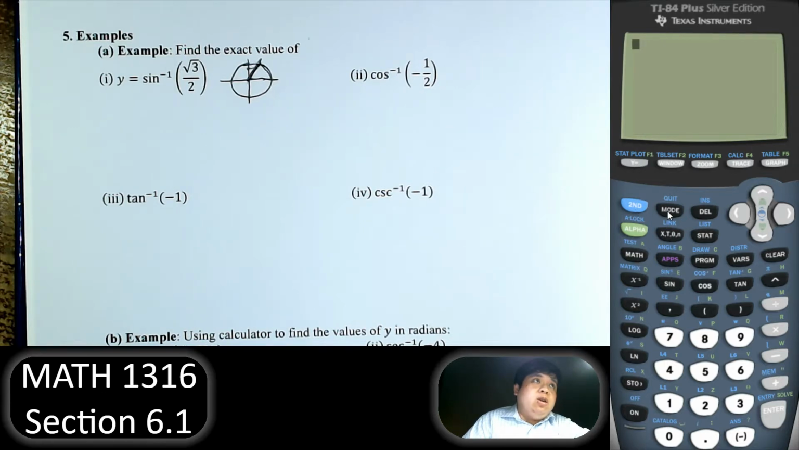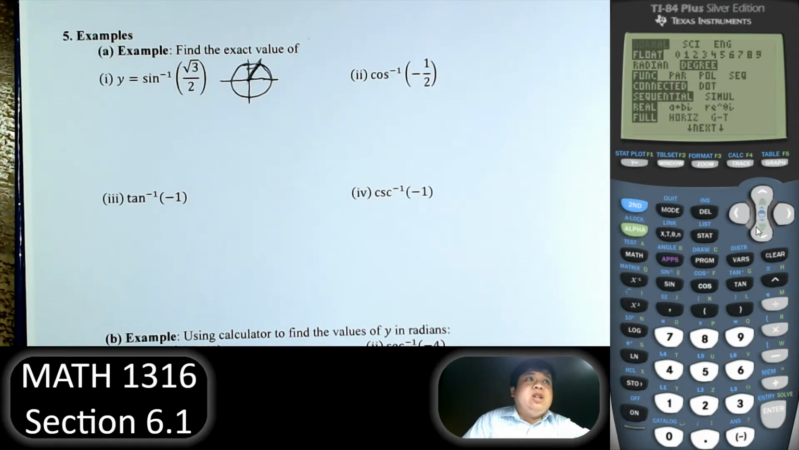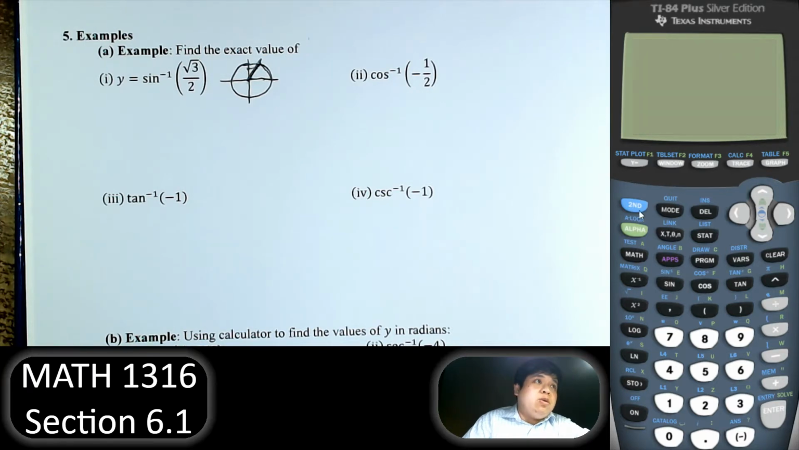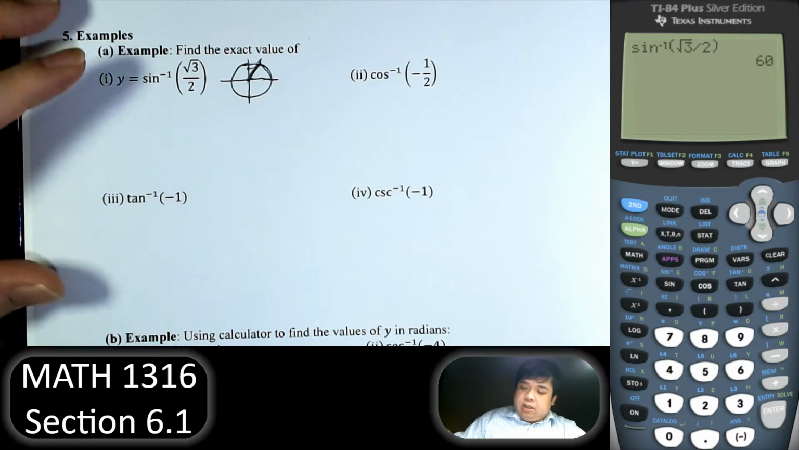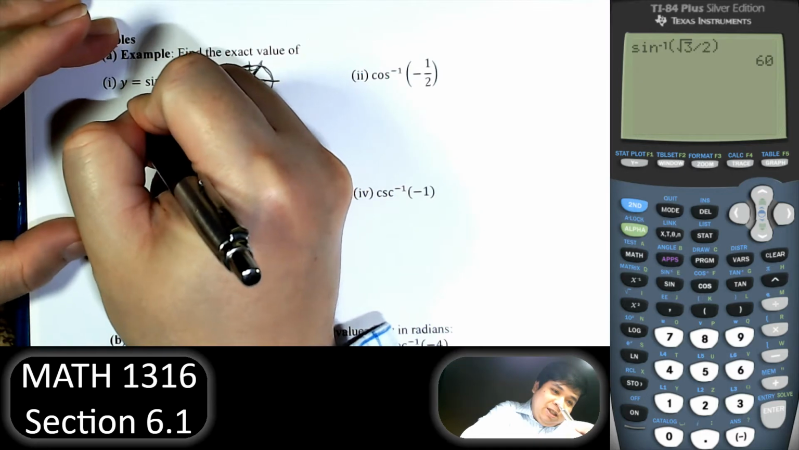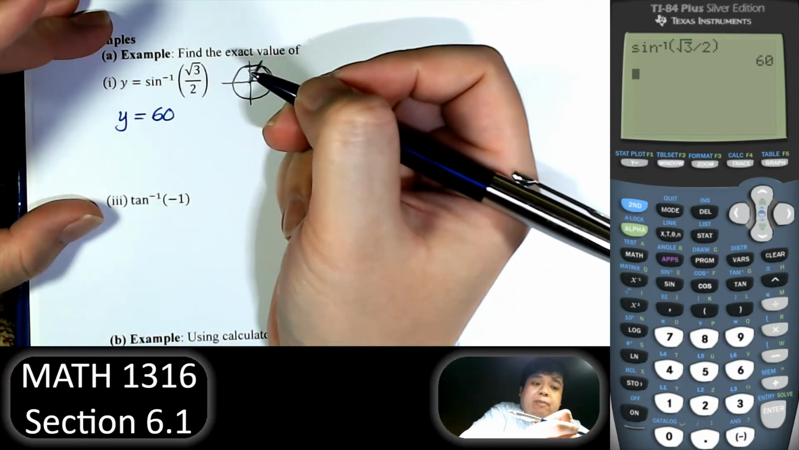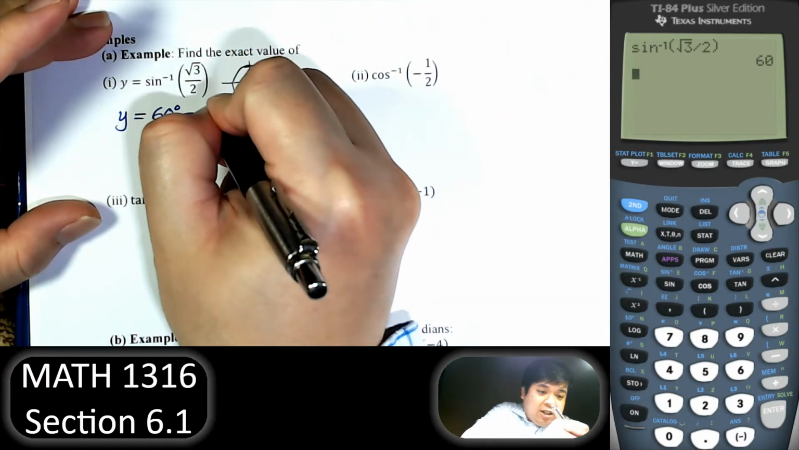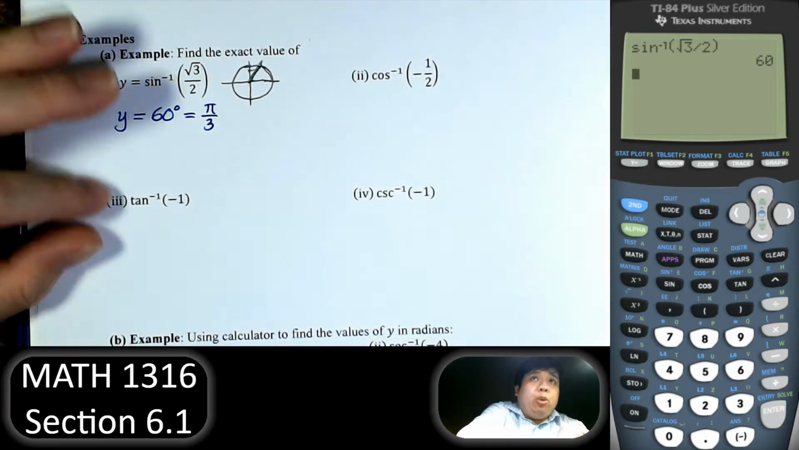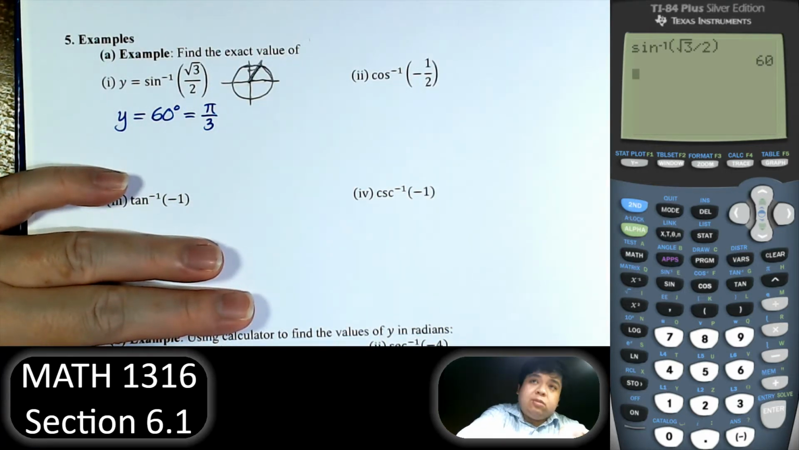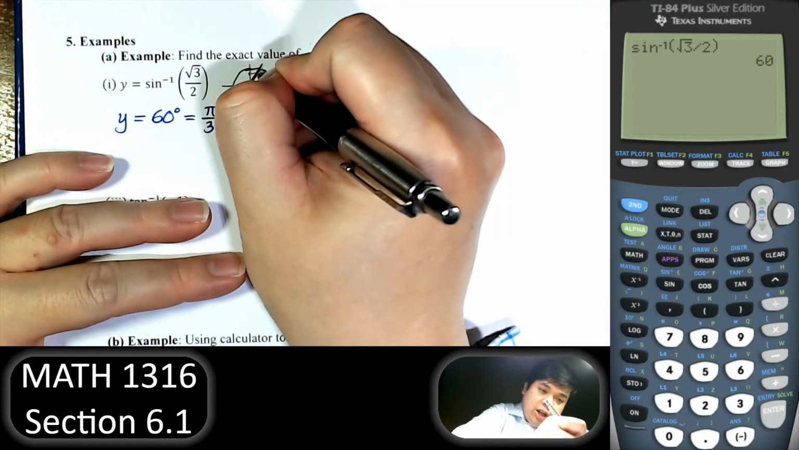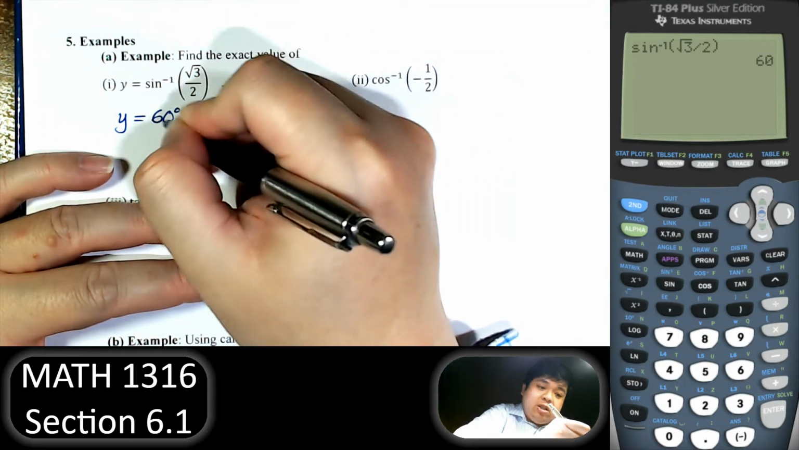When we use the inverse function, it would be better if we just leave it in degree mode. So for example, sine inverse of square root of 3 divided by 2, we have 60 degrees. But if we write that, it's going to be pi over 3 radian. And if we check pi over 3, the y value is square root of 3 over 2.